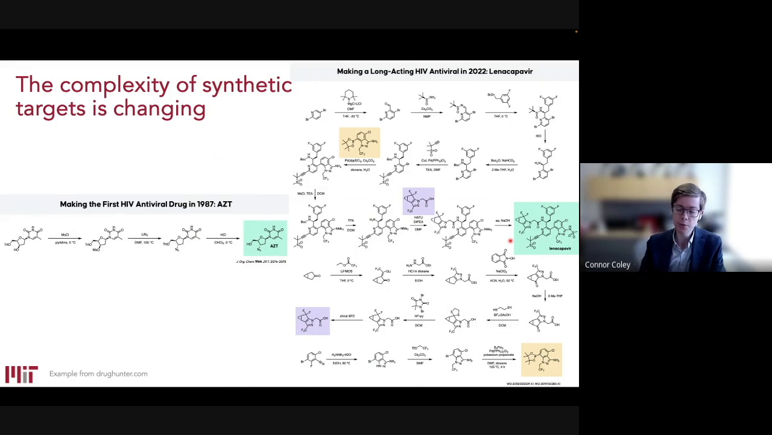And so improving these techniques to let them tackle the complexity of modern drug targets, not just older drug targets, is something that we're very actively working on and interested in the group.